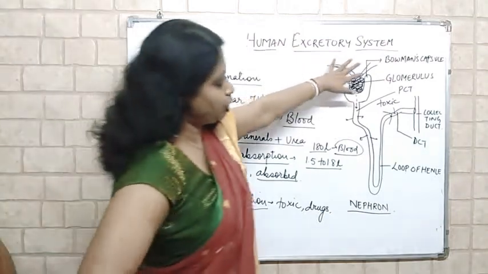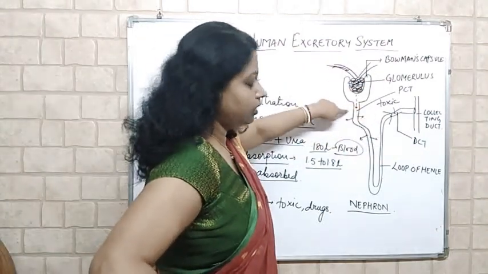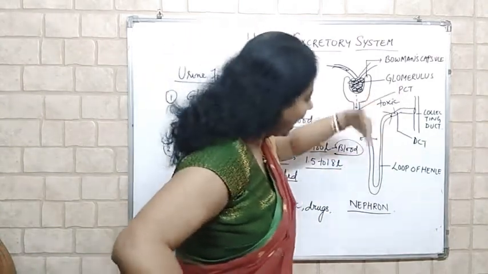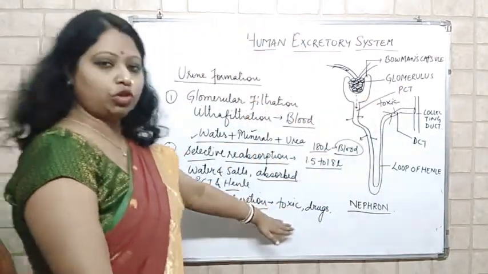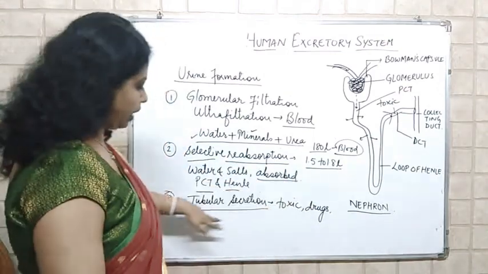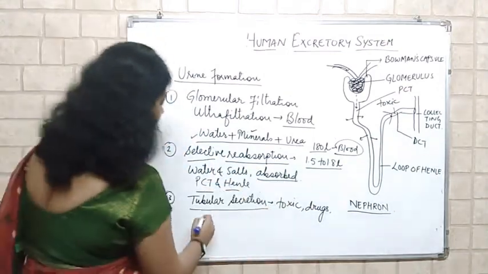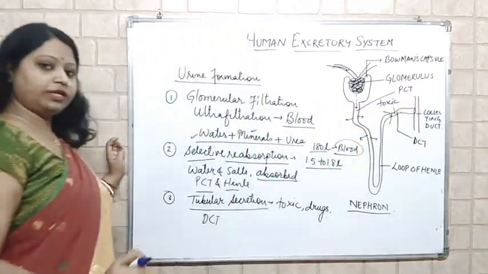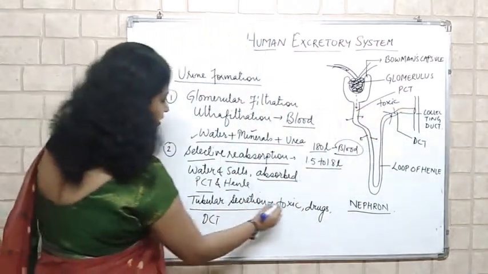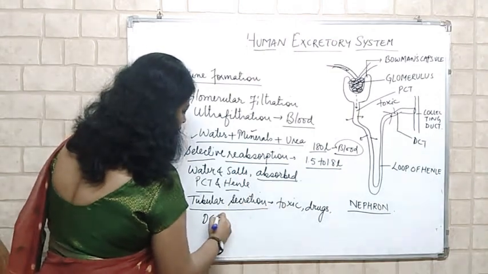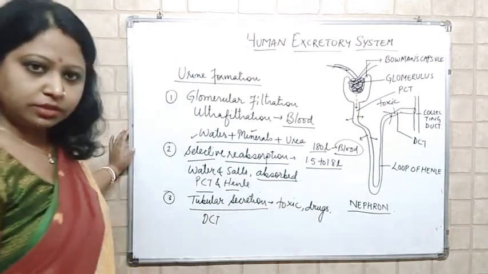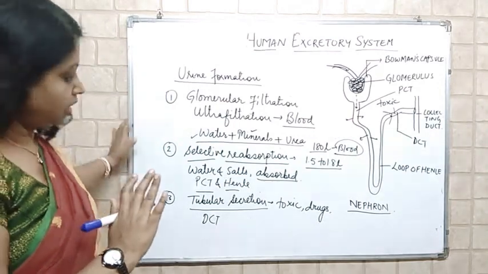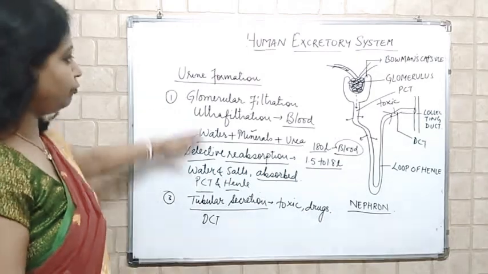So formation of urine is taking place here. Water and minerals are absorbed and then added on. All the waste which was remaining is added on in this part. This is done by the DCT, the last part of the last tubule of this nephron. The DCT helps in secretion of the waste products, all those toxic substances which were not removed earlier. So these are the three important steps of urine formation.